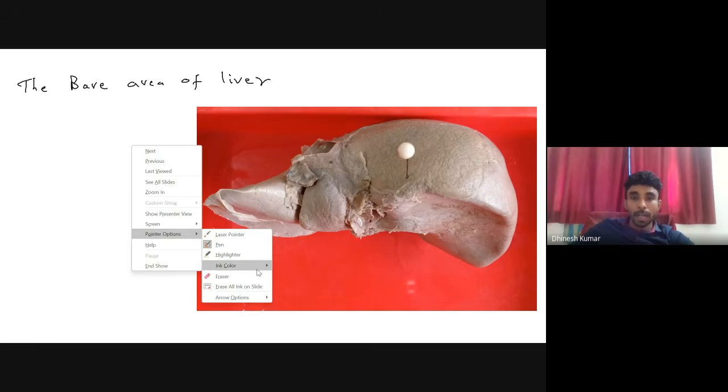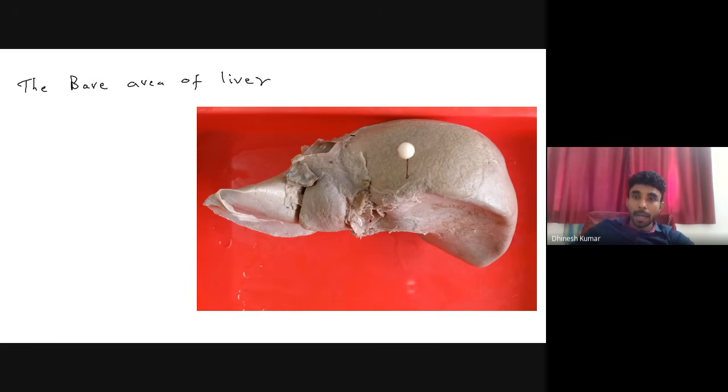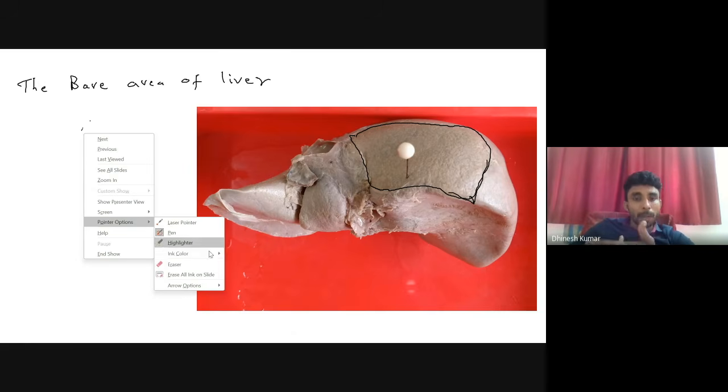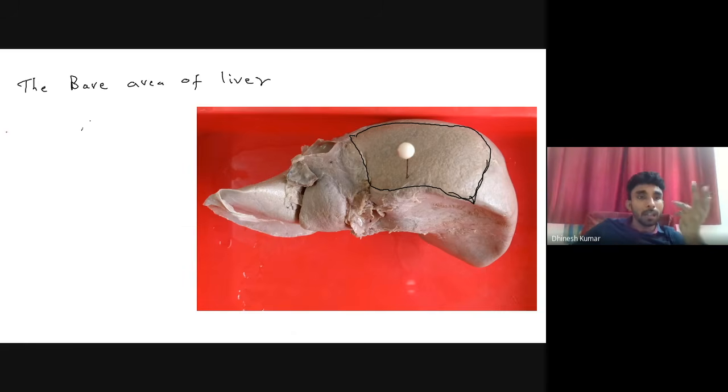So right now I am highlighting the bare area of the liver. Okay, it will be moving like this. So what are the boundaries? The usual sub-question for the bare area of the liver is, what are the boundaries of the bare area of the liver? Actually, it is located on the posterior surface of the liver.